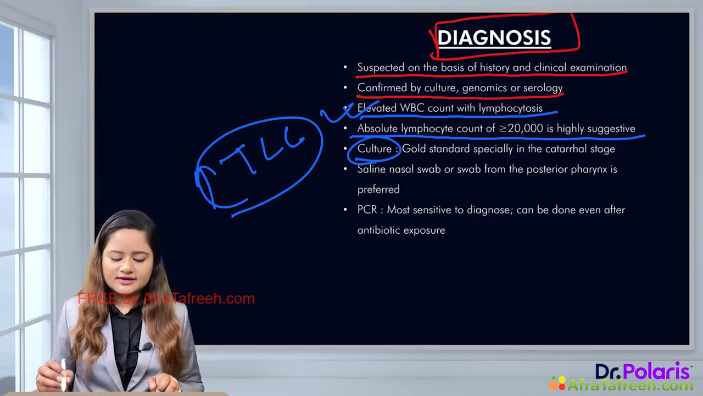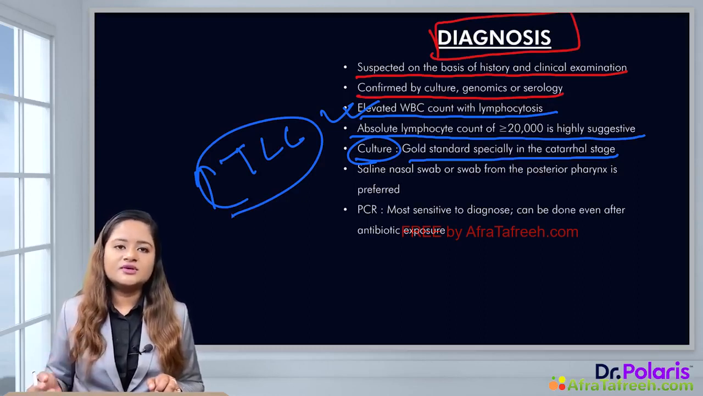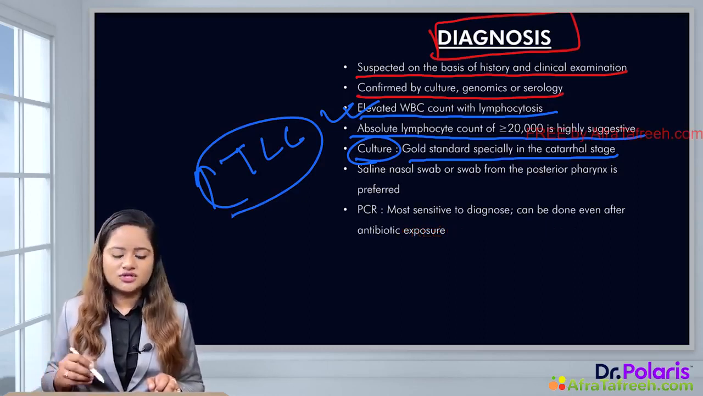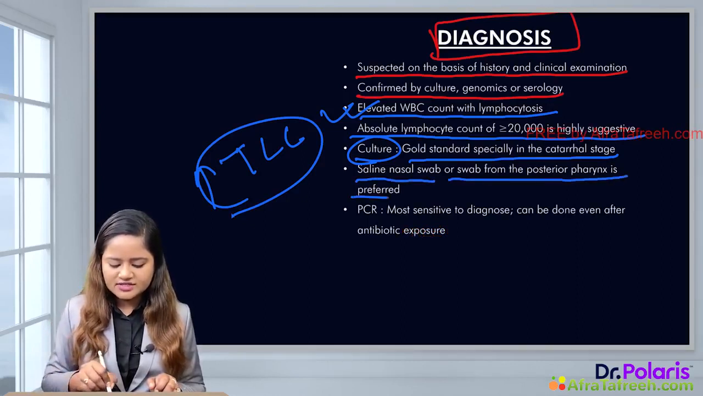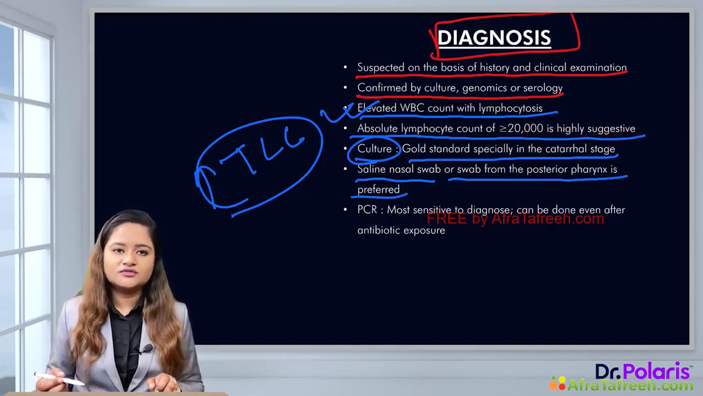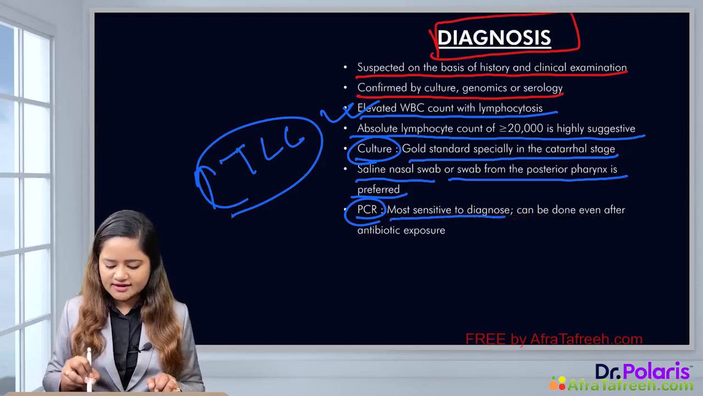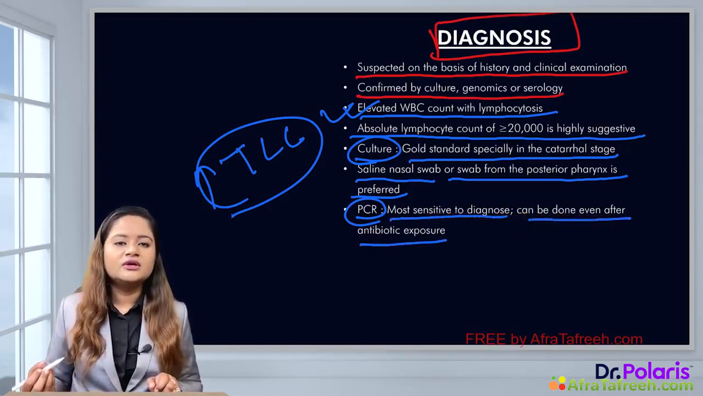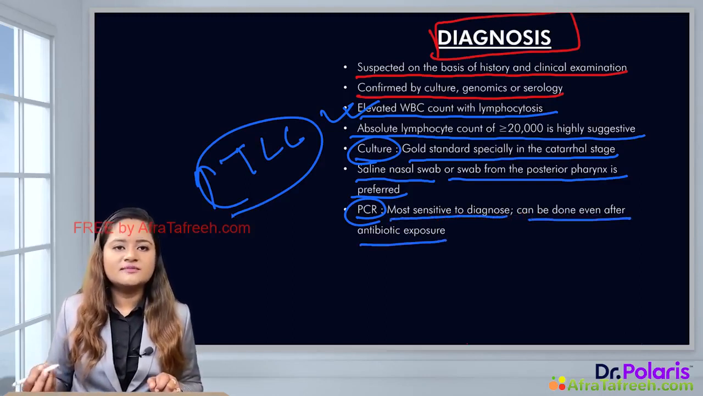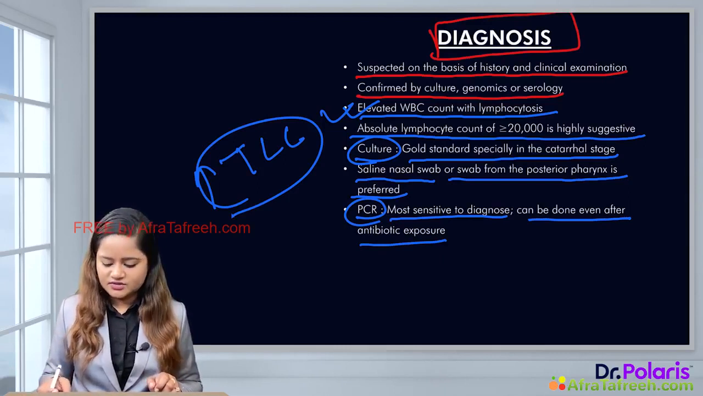Now, to culture the organism, the gold standard is especially in the catarrhal stage. So, to isolate the organism when the person is highly infective, at that particular stage, we can take the specimens and we can culture out the organism. Saline nasal swab or swab from the posterior pharynx is preferred because that is the site of inoculation for the organism. PCR can also be done, which is the most sensitive test to diagnose it, which can be done even after the antibiotic exposure. So even if minute traces of organism are present, the polymerase chain reaction can grow it and we can demonstrate the organism, that is pertussis.